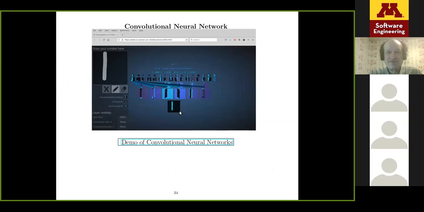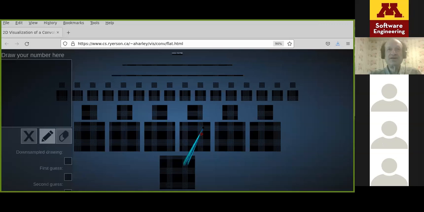And this is where I was going to demonstrate this dynamically. This is not my demo. This is a demo I found on the web. Let's see, where's my Zoom window? Okay, so you see this.